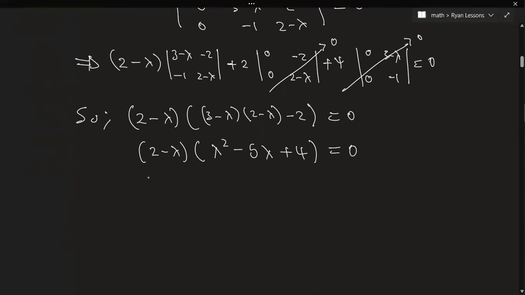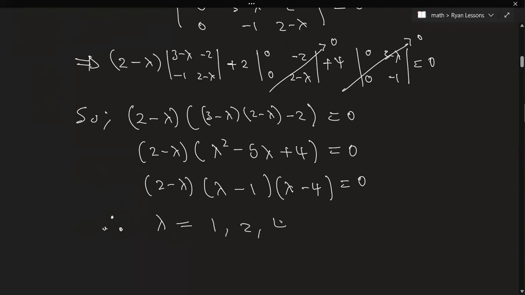Let's see if this factorizes. We have 2 minus lambda here. So put lambda on both sides, then look for factors of 4 which give us 5. So I think it's minus 1 and minus 4. It factorizes nicely for us. Therefore, we can conclude from here that lambda is equal to 1, 2, 4. These are our eigenvalues for this given system.